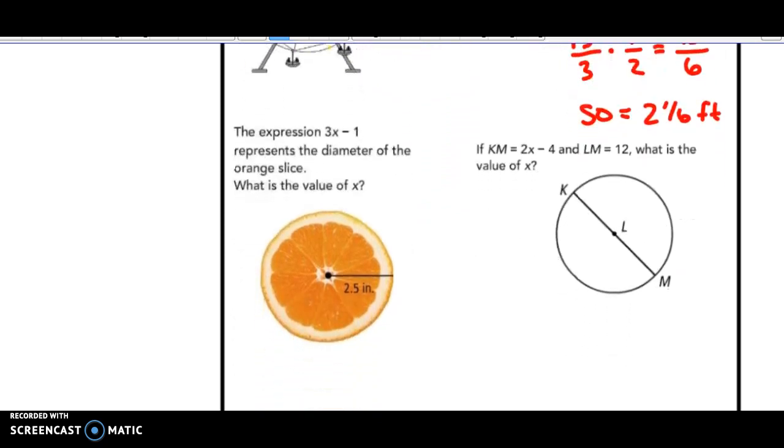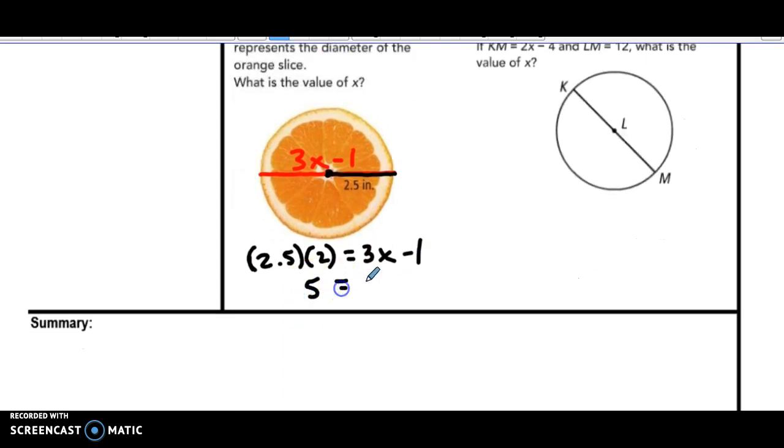And for our last two, the expression 3x minus 1 represents the diameter of the orange slice. So that gives me the distance going all the way across. That distance is 3x minus 1. But what I also see is that the radius is 2.5 inches. So I know if I double this radius, that it should equal the diameter, right? So if I double 2.5, that gives me 5. So 5 should be the length of the diameter. And if this expression equals the length of the diameter, now I just have a two-step equation to solve. So to get x by itself, I'm going to add 1 to both sides. And now to get x by itself, I'm going to divide both sides by 3. And I find that x equals 2.